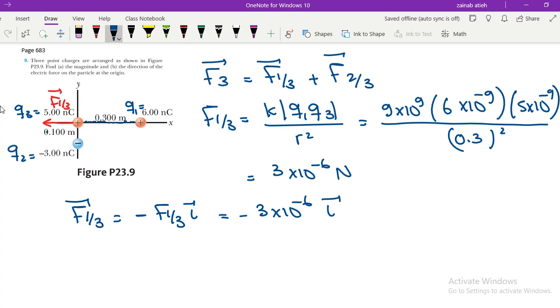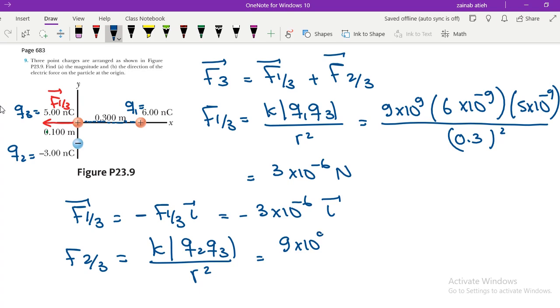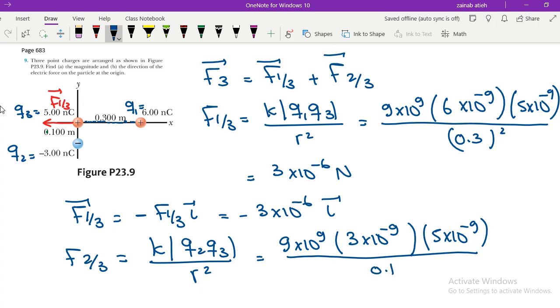Now I have to do the same for F2 on 3. First, as usual, I get the magnitude. F2 on 3 is equal to K times the absolute value of Q2 Q3. Remember, it's the interaction between 2 and 3. So Q2 Q3 over the distance between them, which I call r squared, equals 9 times 10 to the power 9. Q2 is 3 nanocoulombs, so 3 times 10 to the power minus 9. Remember, I dropped the minus sign because I'm using just the absolute value. And Q3 is 5 times 10 to the power minus 9, over the distance separating them, which is 0.1, so 0.1 squared. Calculating all of this, you get 1.35 times 10 to the power minus 5 newton.